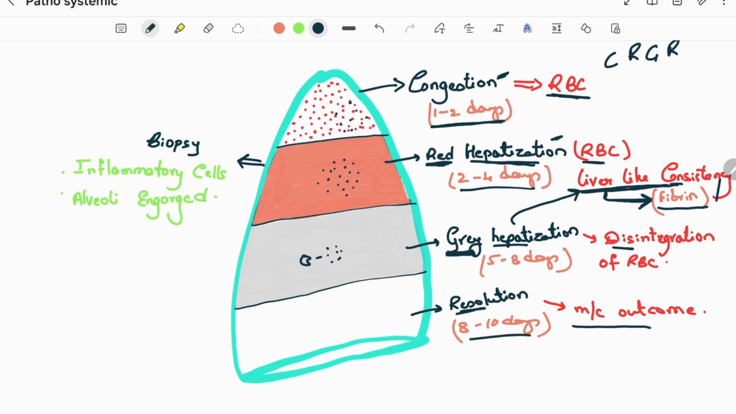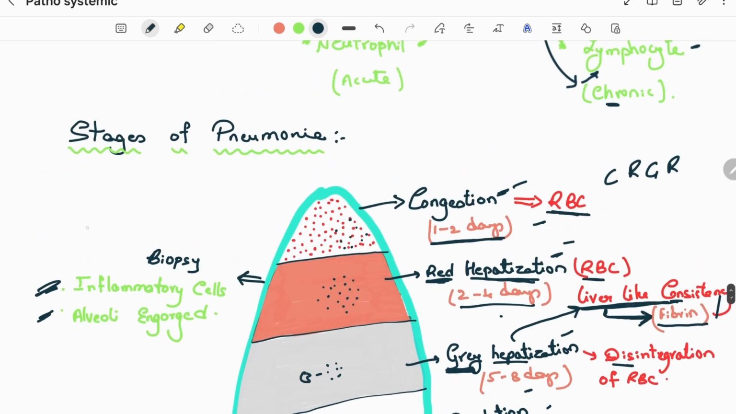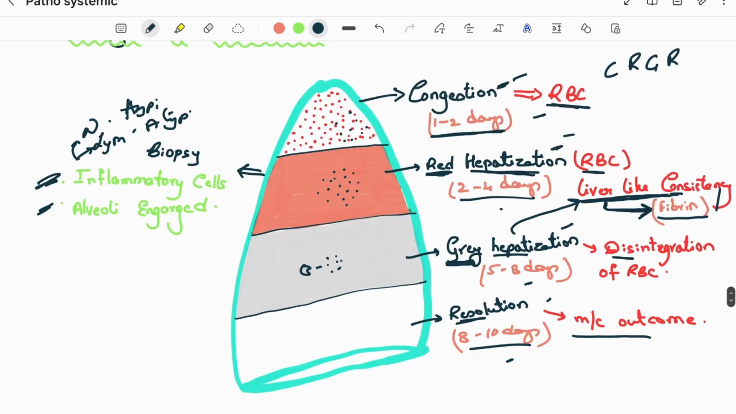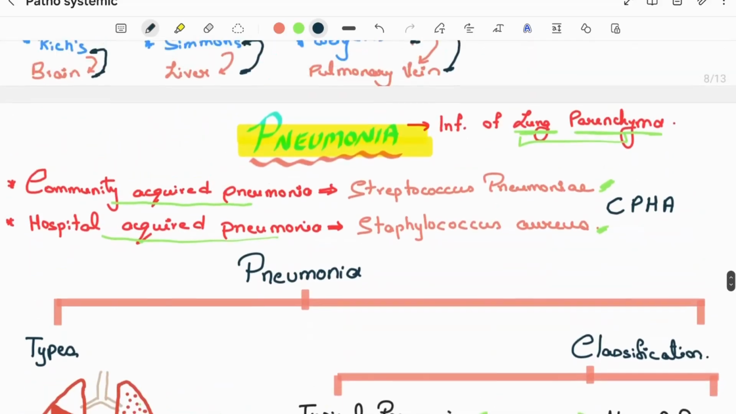So these are the things that you should remember: congestion, red hepatization, grey hepatization, and resolution. First one is 1 to 2 days, second one is 2 to 4 days, third one is 5 to 8 days, and the last one is 8 to 10 days. Okay, and the color change is due to the RBC and the RBC disintegration. And if you send it for biopsy, you can see inflammatory cells and the alveoli engorged. Inflammatory cells may be neutrophils or lymphocytes depending on whether it is typical or atypical. So this is all about pneumonia.